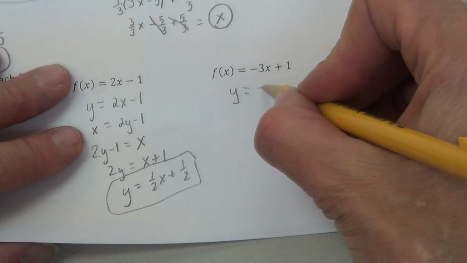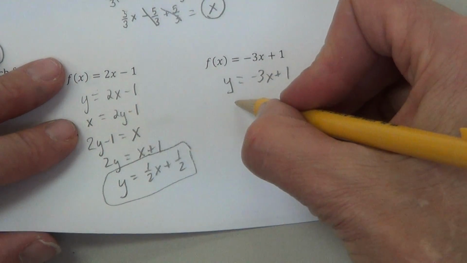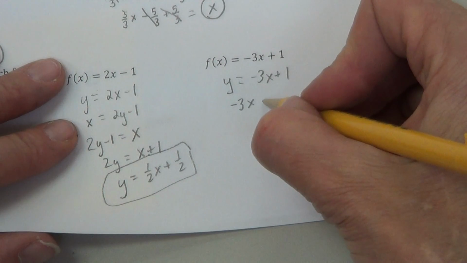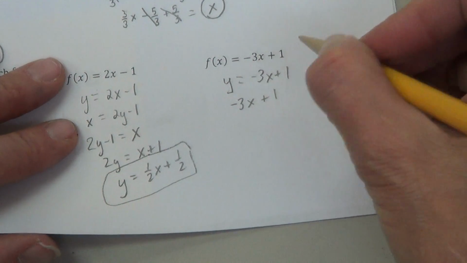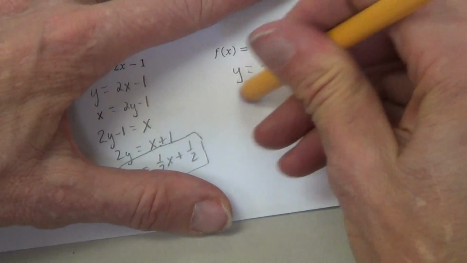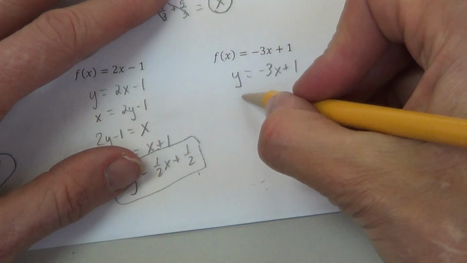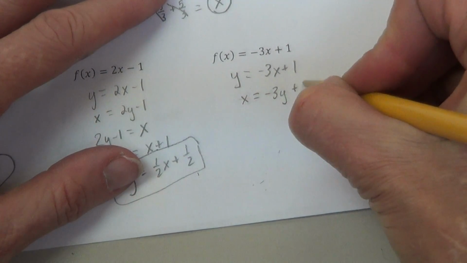Y equals -3x plus 1. Now we swap this around, so we have -3x plus 1. Oh, I'm sorry. We need to swap our xy's first. X equals -3y plus 1.